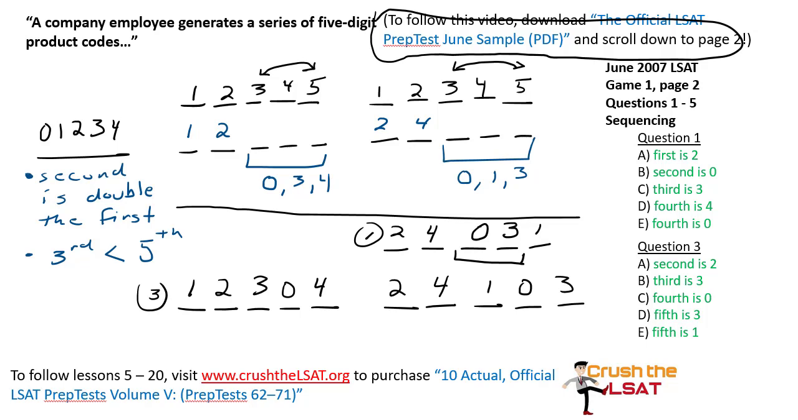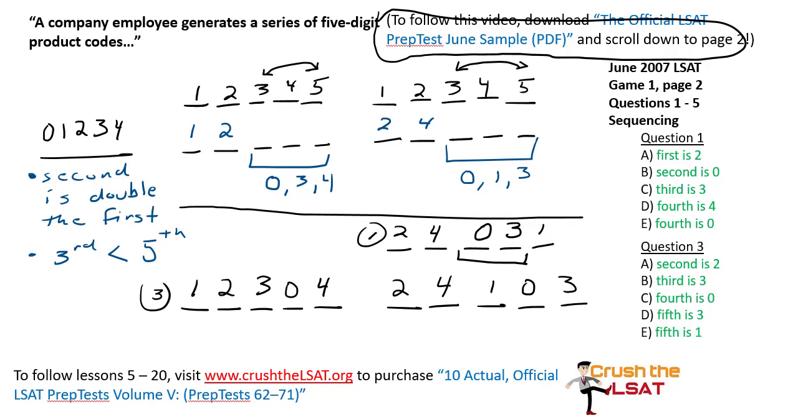The next 15, lessons 5 through 20, if you take a look below here at our website, crushthelsat.org, there's a book of official LSATs. It's volume 5, 10 actual official LSAT prep tests, volume 5. There's a link to that, an Amazon link. If you purchase that, the remaining lessons on here, 5 through 20, are drawn from different practice tests in that book and then placed in approximate order of difficulty and topic by topic. So first sequencing games, then grouping games, etc., etc. You'll see what I mean as we go forward. But we wanted to get started here with 4 games that you can download and look at right away.